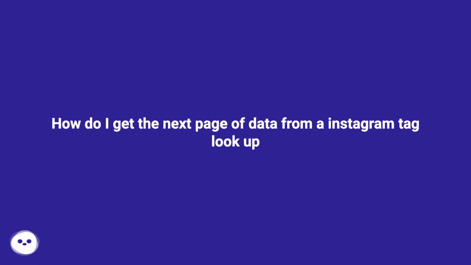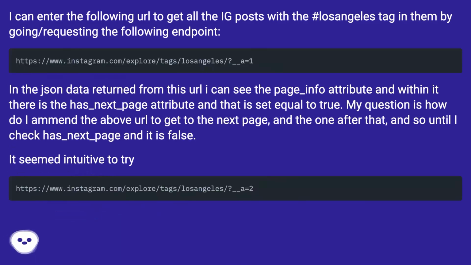How do I get the next page of data from an Instagram tag lookup? I can enter the following URL to get all the IG posts with the hashtag Los Angeles tag in them by requesting the following endpoint.